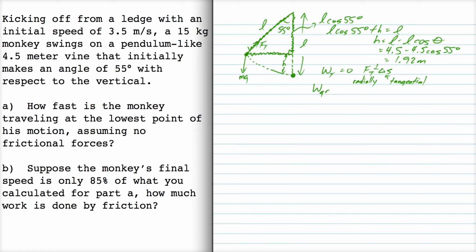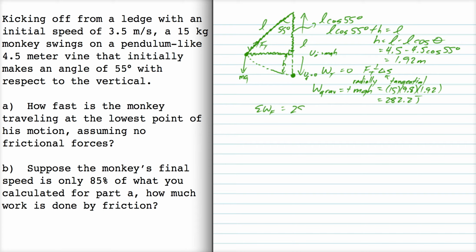Gravity does positive mgh of work because it goes down, right? The initial potential energy up here is mgh. The final potential energy down here is 0, so if you take the difference and minus that difference is positive mgh. So that works out to be 282.2 joules.